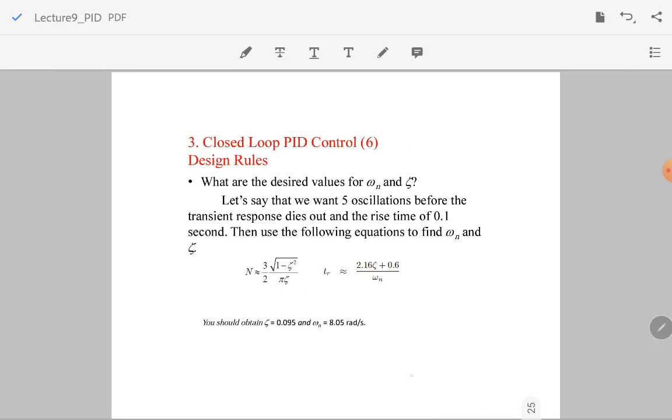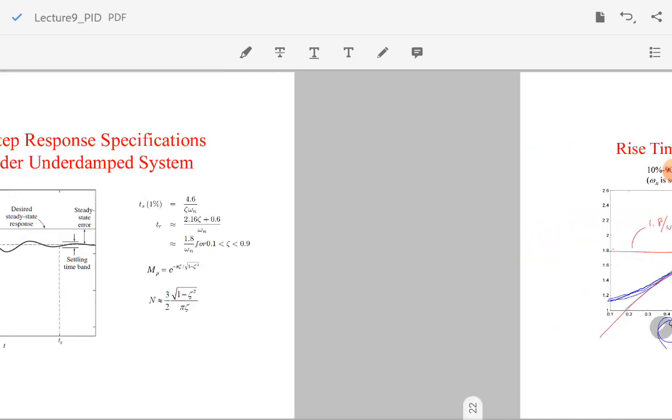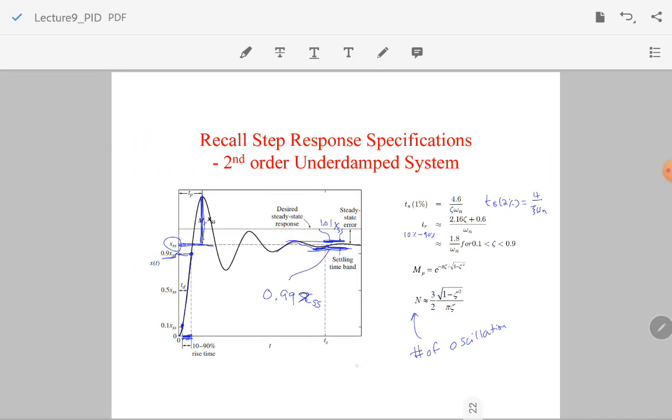So now, an example. What are the desired values of omega n and zeta? Where do you get that from? Well, you get that from the step response specification. Your customer will tell you, oh, I want a settling time of 10 seconds, and I want the overshoot to be under 20%. Something like that.